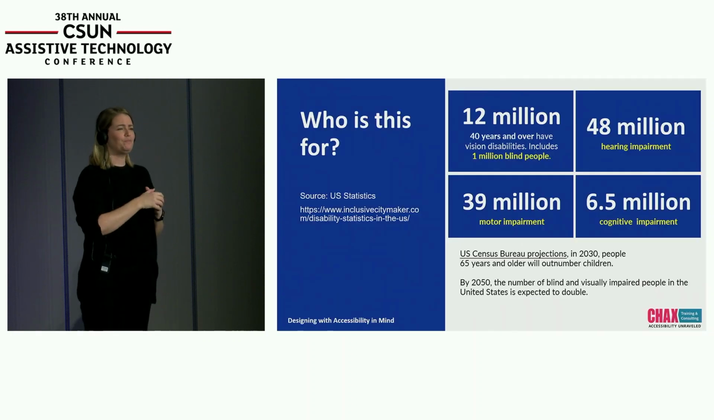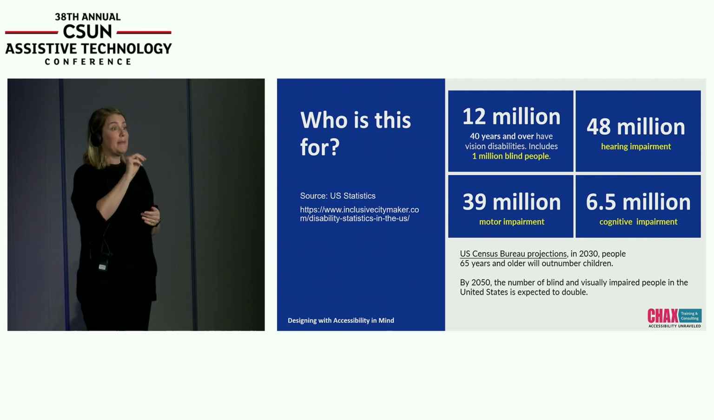So who is accessibility for, really, right? Why are we doing these things to make our documents more accessible? Well, 12 million people 40 years and older have some form of vision disability, and this includes 1 million blind people. 48 million people have some form of hearing impairment. 39 million people have motor impairments, and these are US statistics only. And 6.5 million have cognitive impairments.